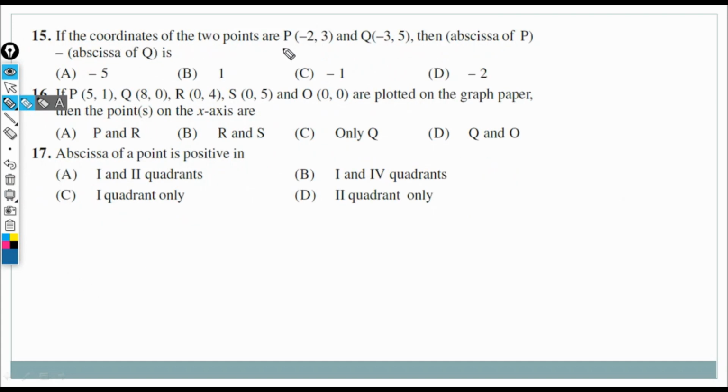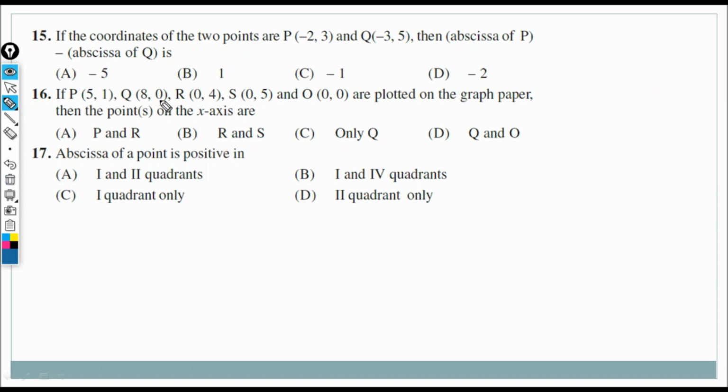If the coordinates of the 2 points P and Q are given, then abscissa of point P minus abscissa of point Q, minus 3. So it will be -2 plus 3. It is 1. So B will be answer. Question number 16.